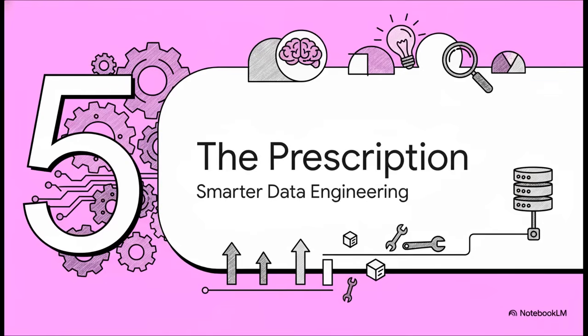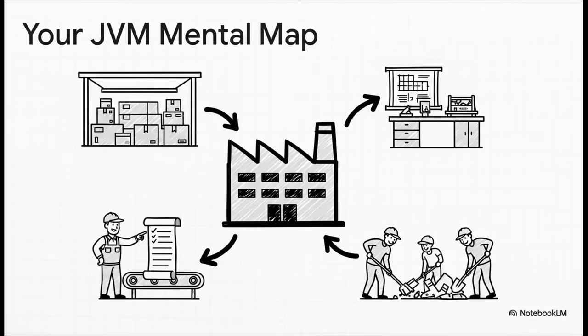All right, our investigation is complete. We've identified the suspects, we have a clear diagnosis, now it's time for the prescription. How do we take all this knowledge and use it to become smarter data engineers and build pipelines that just don't crash? So let's boil it all down. Here is your brand new pocket-sized mental map of the JVM factory. The heap is the warehouse. It's for your data. The stack is the to-do list. It's for execution. Metaspace holds the blueprints. It's for your code structure. And garbage collection, or GC, is the automatic cleanup crew.